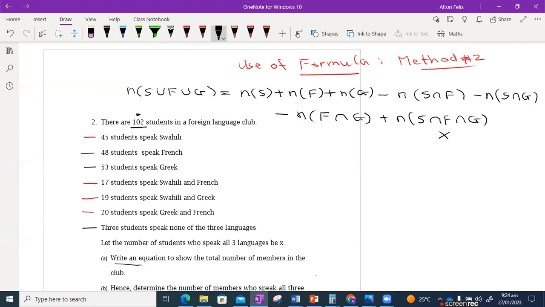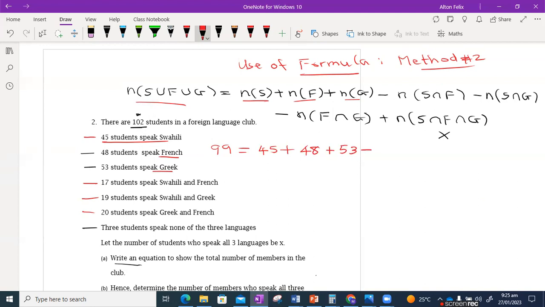And let's put in all the information. The number of students doing Swahili union French union Greek was the 99. That is within the 3 circles, so we're going to put a 99 here. That's this first piece. The number doing Swahili is the 45. Those who speak French will be the 48, right? So that's taking into account the entire circle. The number who speak Greek would be the 53.